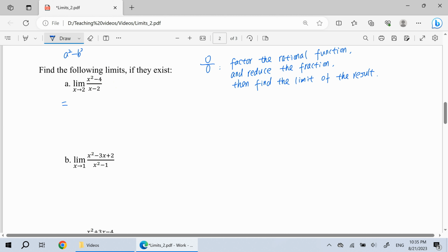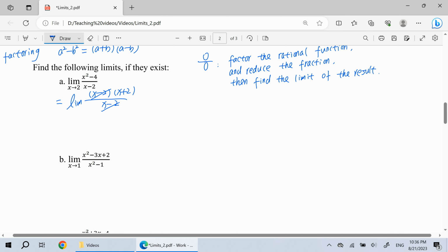Apply the formula a squared minus b squared equals a plus b times a minus b. So by factoring, the numerator is x minus 2 times x plus 2. X minus 2 is a common factor. So now we completely remove the whole denominator. Plug 2 into the function: 2 plus 2 is 4.